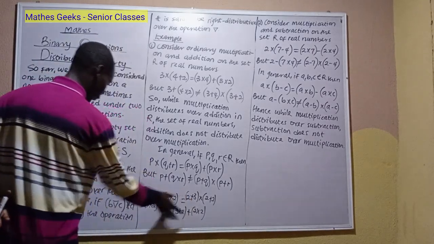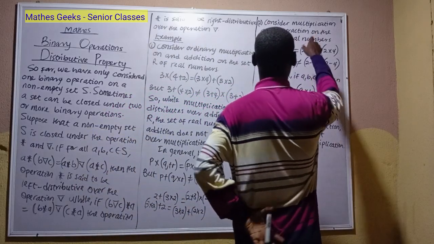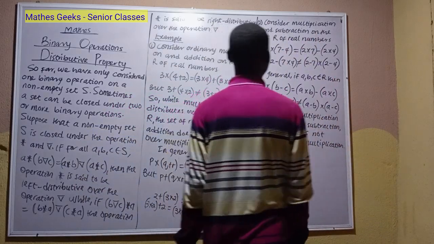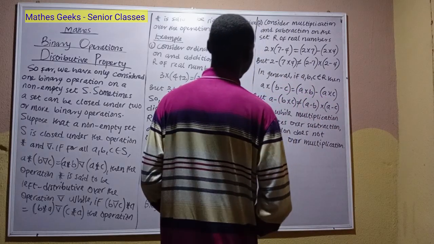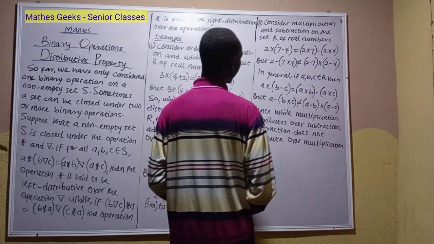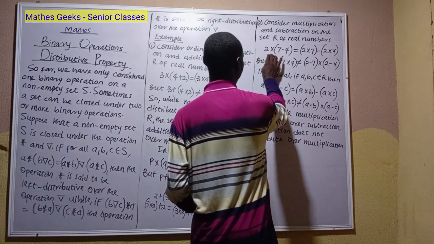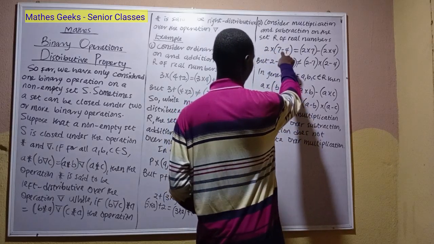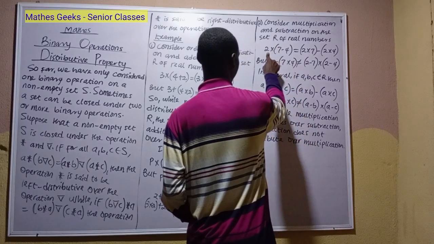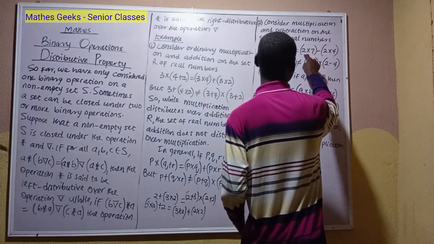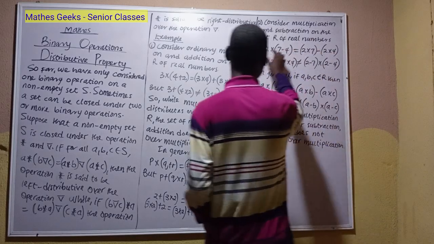Okay, I think this one was from here. So then number 2, consider multiplication and subtraction on the set R of real numbers. 2 times (7 minus 4). Would it be equal to 2 times 7 minus 2 times 4? This is when multiplication distributes over subtraction. So 7 minus 4 is 3, 3 times 2 is 6. Let's see, 2 times 7 is 14, minus 2 times 4, 8. 14 minus 8 is 6, so it's equal.